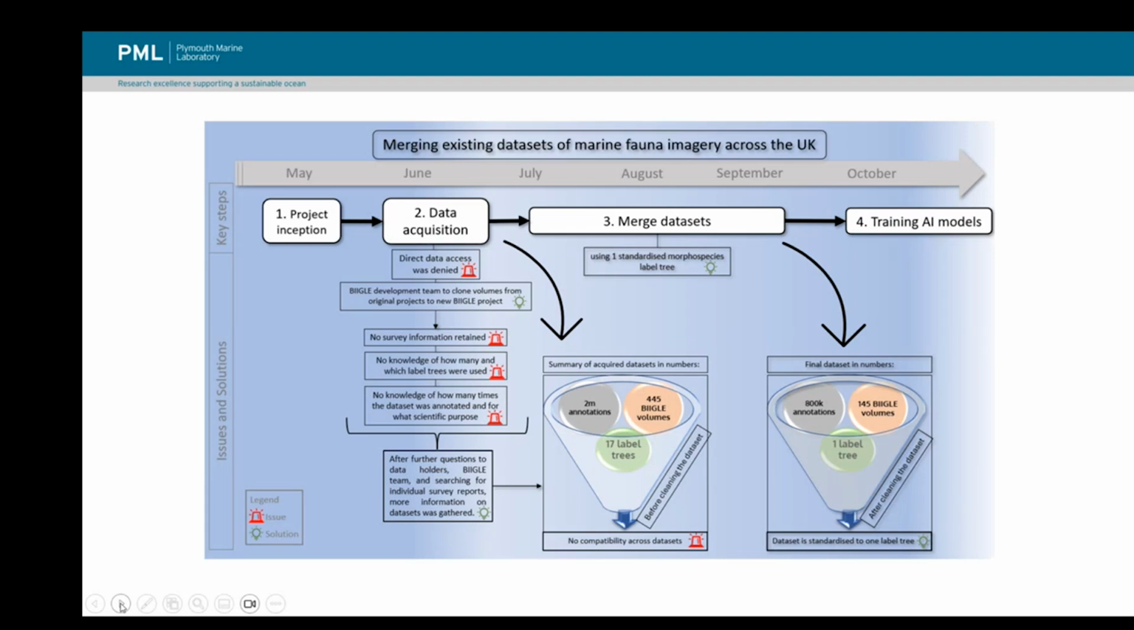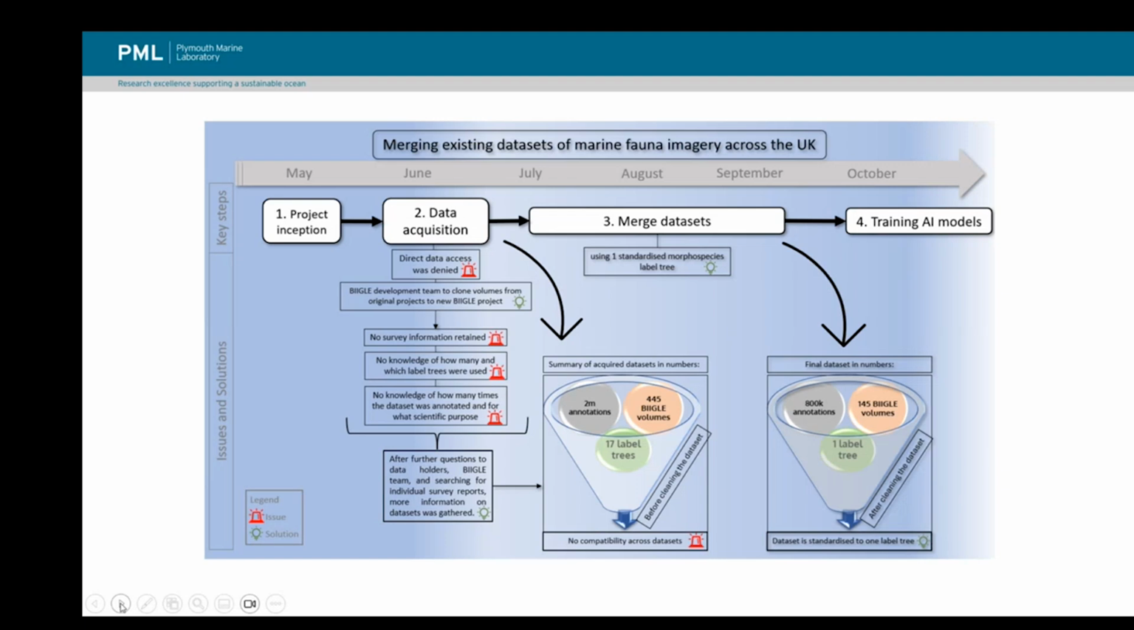Task number 1 then was to try to merge the annotated imagery together into a single training data set. And I have to say this was the bulk of the work involved. So we put out the data call, we got a lot of information back, a lot of Beagle volumes basically of annotated data, 445 Beagle volumes to be precise, over 2 million annotations, and all attached to 17 different label trees. That isn't incredibly helpful.